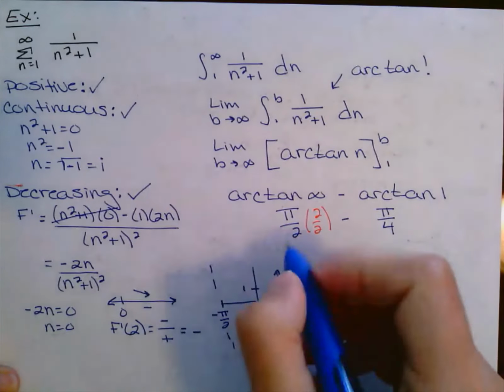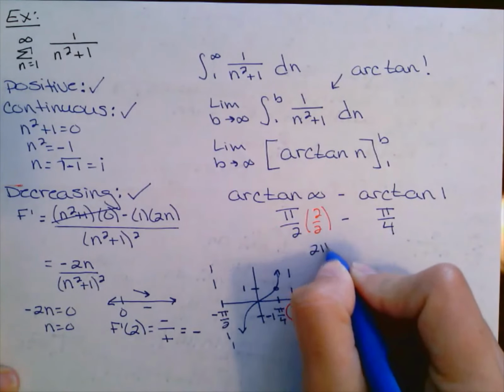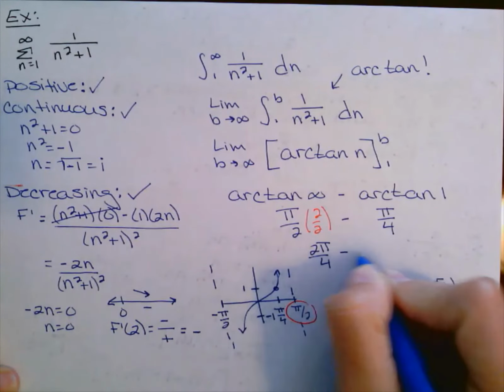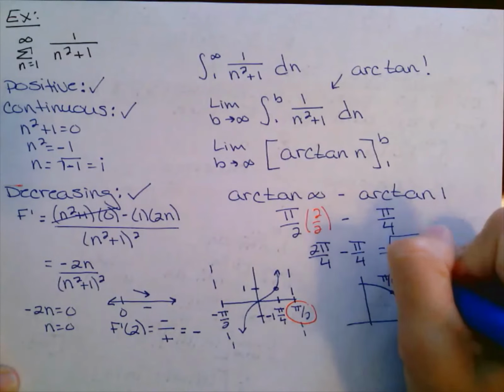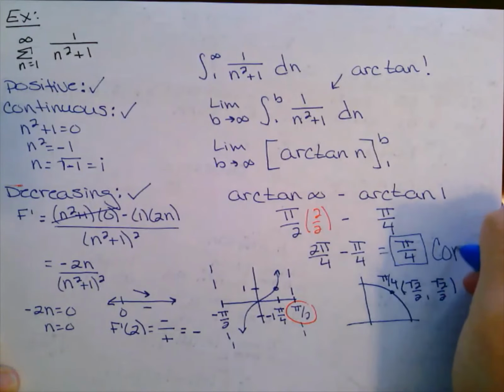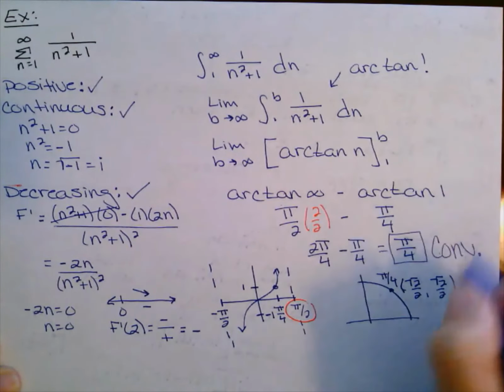And I am working with 2 pi over 4 minus pi over 4, which gives me pi over 4, and therefore it converges. Okay.